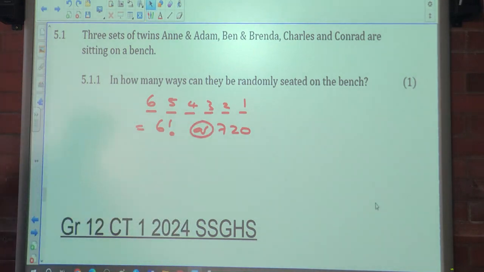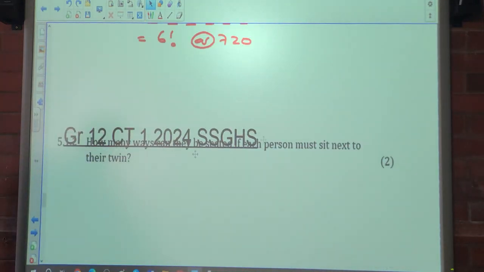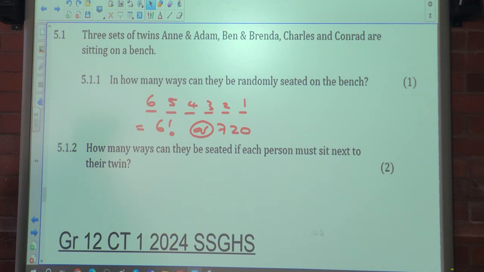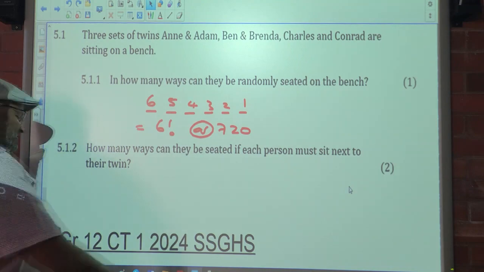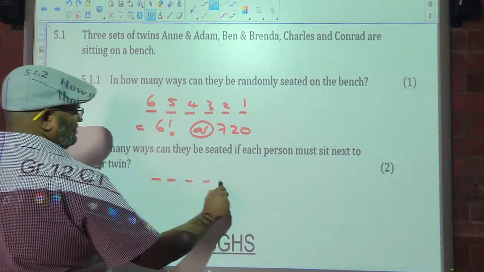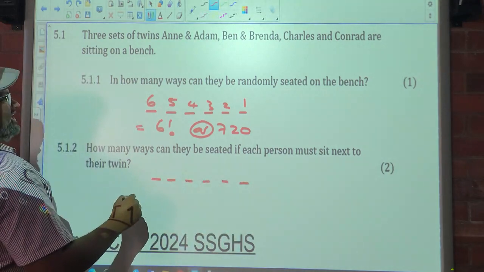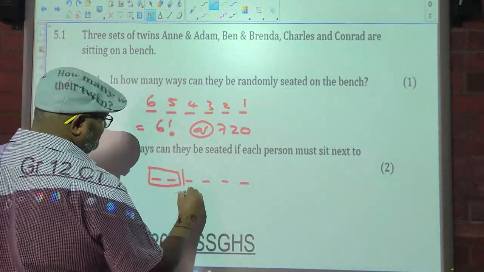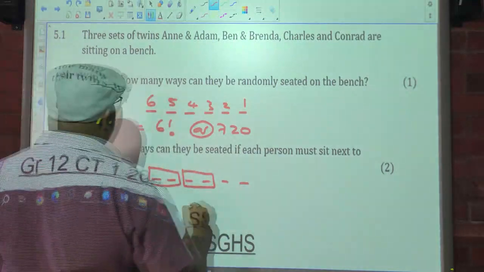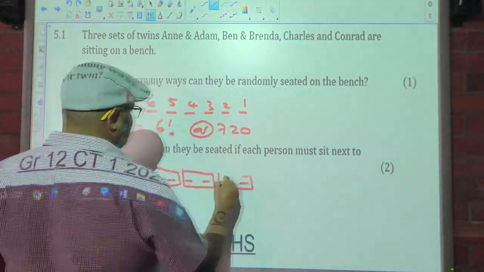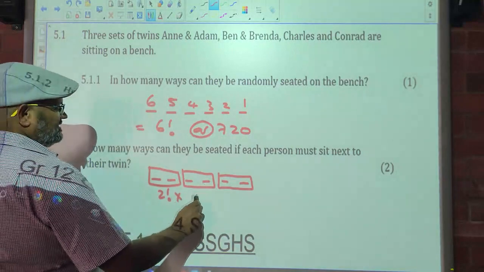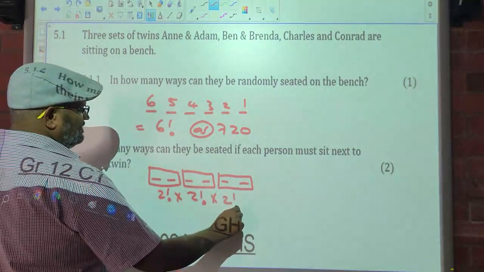Let's look at the next question. Now they want to know how many ways they can be seated if each person must sit next to their twin. So how many seats are we going to have again? 6. So if Anna and Adam are to sit together, we bind them. Ben and Brenda, we bind them. And Conrad and Charles, we bind them. How many ways can the first set of twins be seated? 2 factorial. The second case, 2 factorial. The third case, 2 factorial.